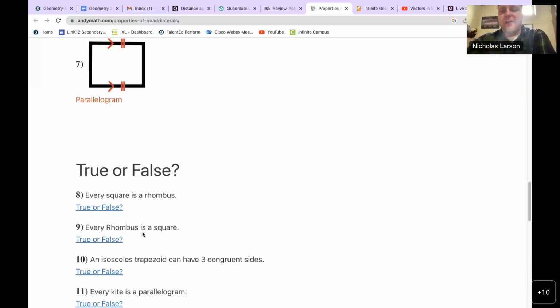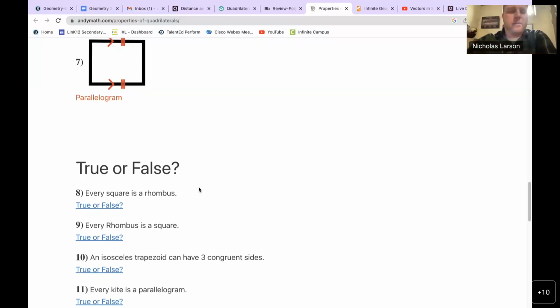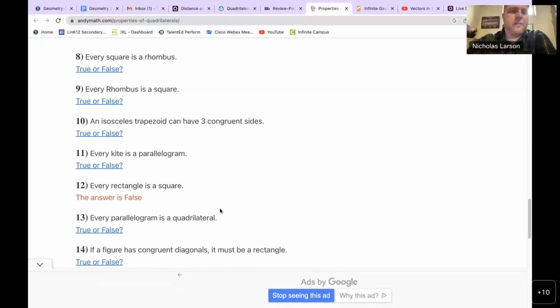However, is every rhombus a square? What do we think about that one? False, exactly. Again, one is more specific than another. A square is much more specific. There have to be more properties than a rhombus. We'll skip trapezoid for now. We'll skip kite.